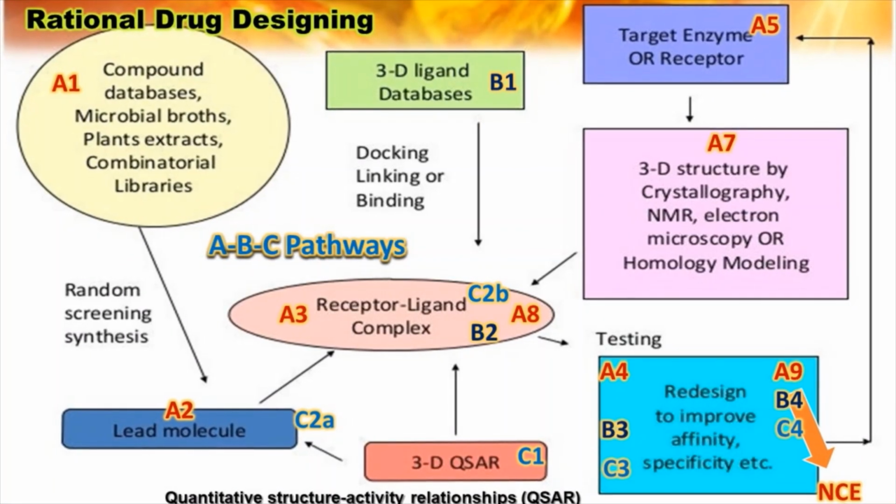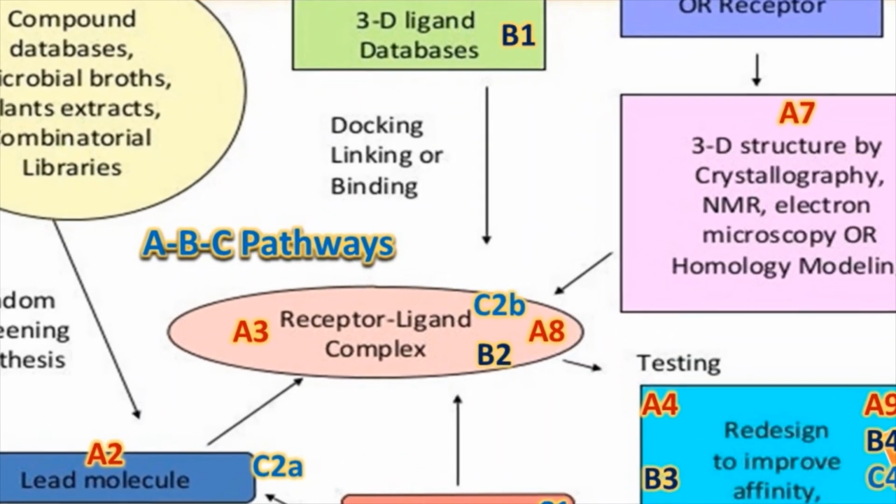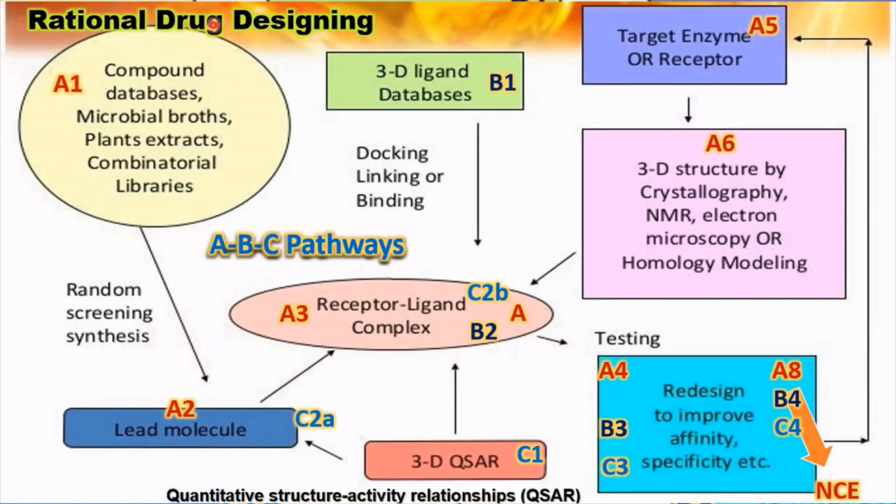If it is not good enough, then you go and see the target enzyme receptor site and test whether it is fitting there or not. Then you go for 3D structure, crystallography, NMR, electron microscopy studies, then do homology modeling, then you redesign the same molecule and produce the new chemical entity. So this is pathway A, which is a little longer.